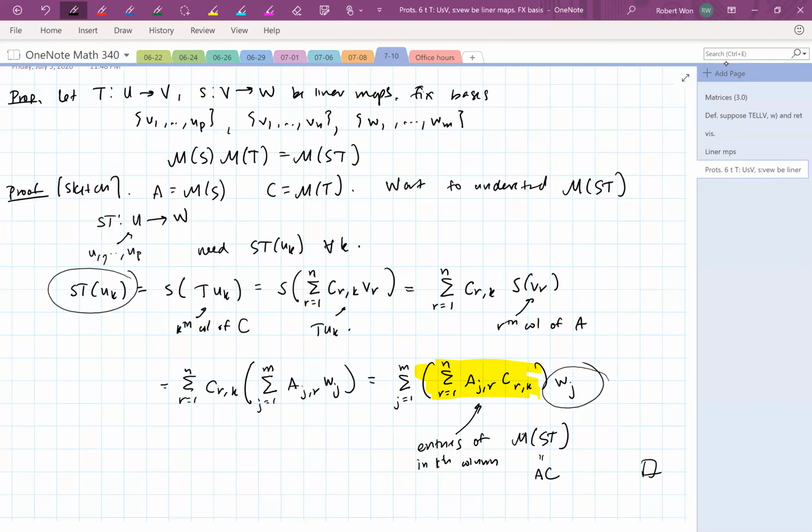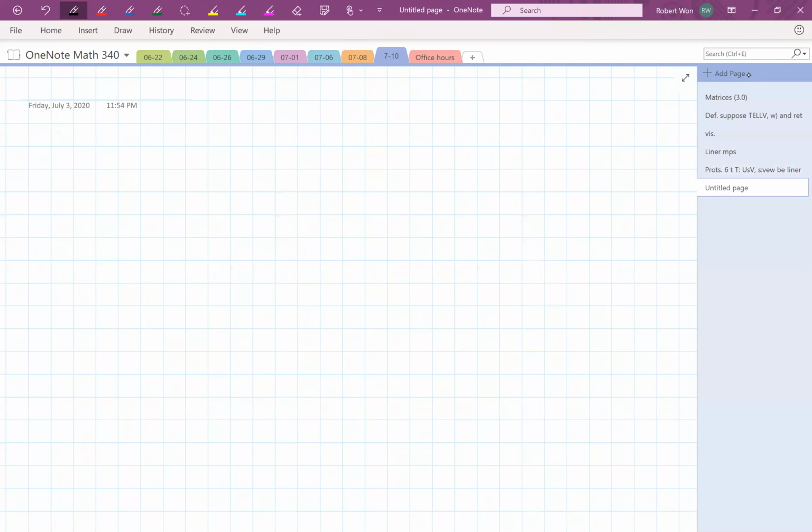Okay. So I still have a little bit of time, at least 5 to 10 minutes. So let me start talking about invertibility and isomorphic vector spaces, which is what we'll continue with on next Monday.